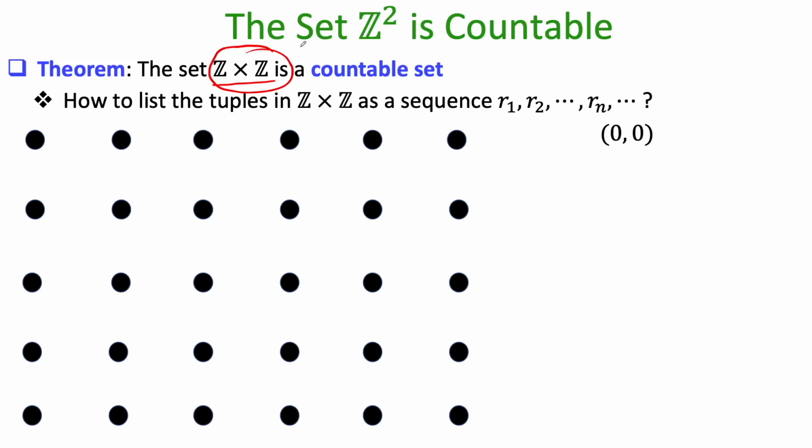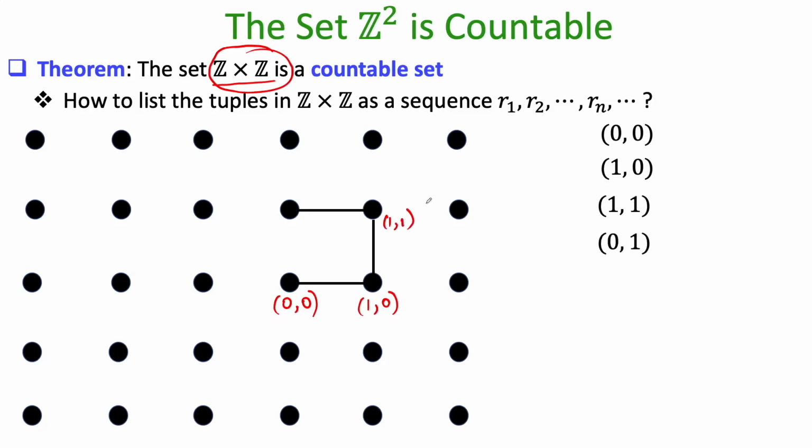I start with the center, namely the coordinate (0, 0), which is an element of Z cross Z. Imagine this is your point (0, 0). Then the next point which I am going to list down in my enumeration is the point (1, 0). That means I move 1 unit to the right from my current point. Then from my current point I move 1 unit in the positive direction and get the point (1, 1) and list it down. And then I go 1 unit to the left from the current point, so I get the point (0, 1).